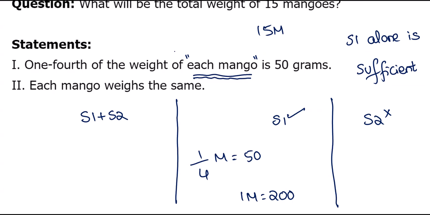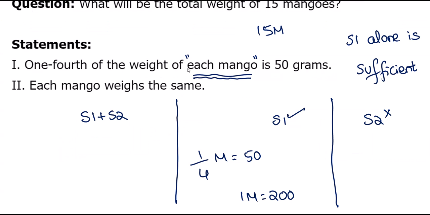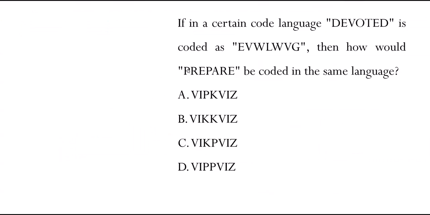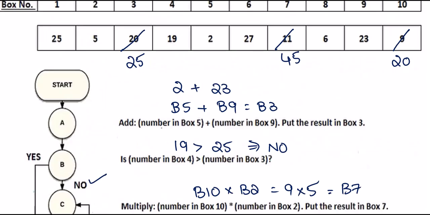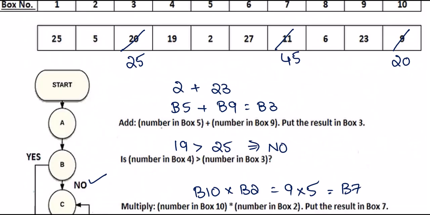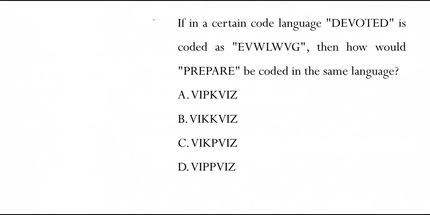Each mango is mentioned. Right. Now see the next one, coding and decoding stuff. So question number 14, this is 15, 16, 17, 18. Observe this question.